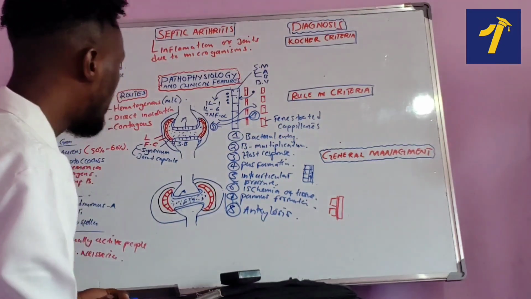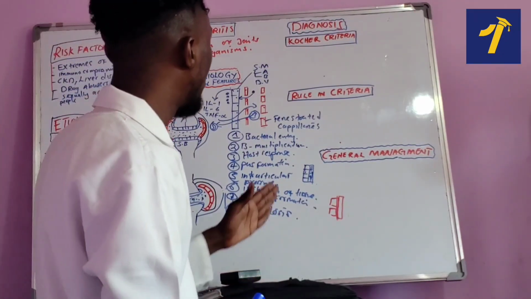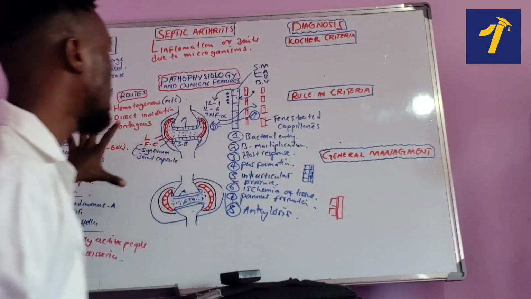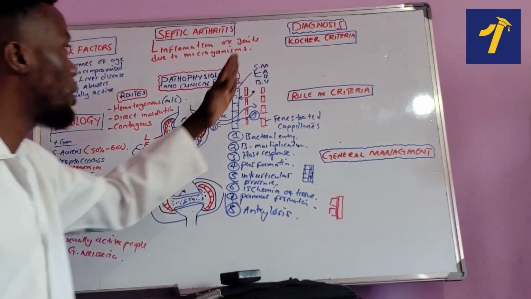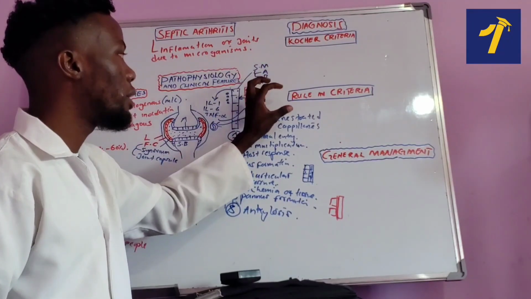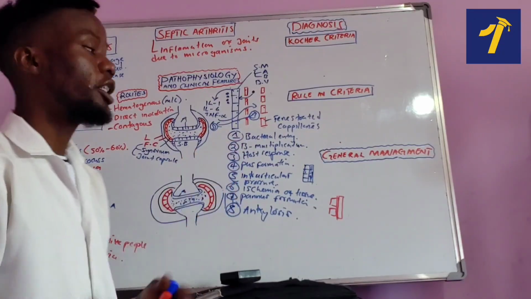Very important concept that you need to understand. In the next video, we need to understand how you can go about septic arthritis, how you can diagnose septic arthritis using Kocher's criteria, and in adults, how you can use rule-in criteria, and also the general management of septic arthritis.